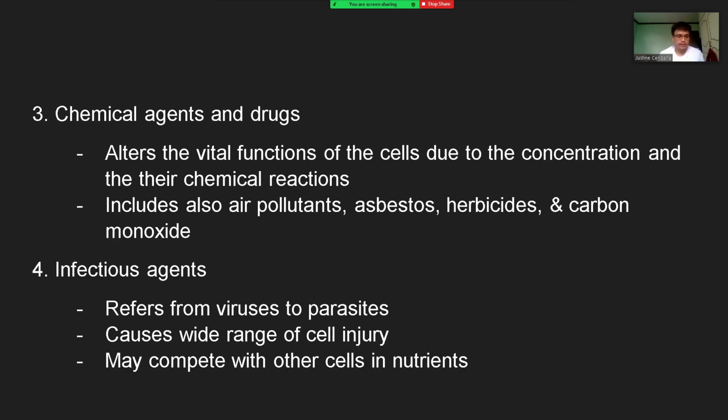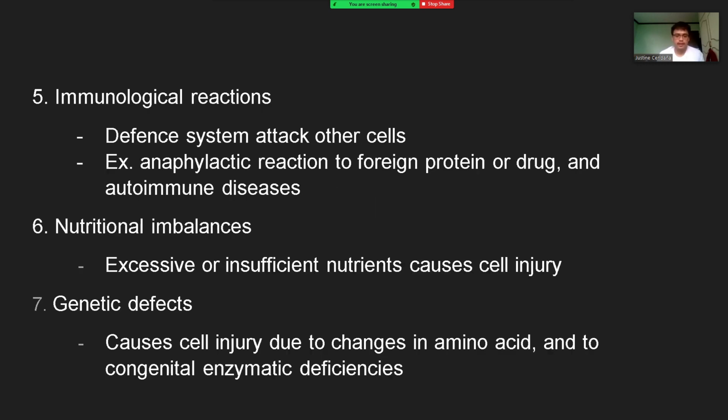Infectious agents refer to viruses, bacteria, and multicellular parasites. They cause a wide range of cell injury because some produce toxins and some compete with other cells for nutrients. Immunological reactions cause the defense system to attack other cells or cause the immune system to release a flood of chemicals that can cause hypoxia. Examples are anaphylactic reaction to foreign protein or drug, and autoimmune diseases like lupus.